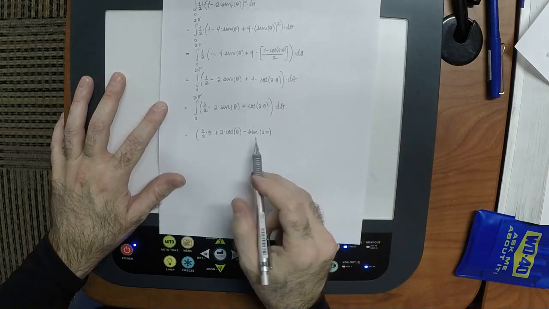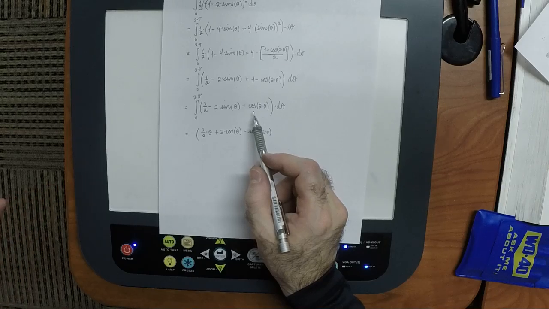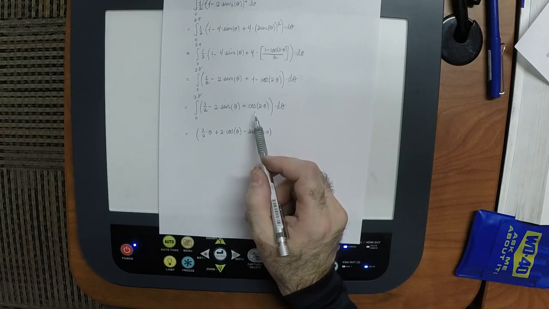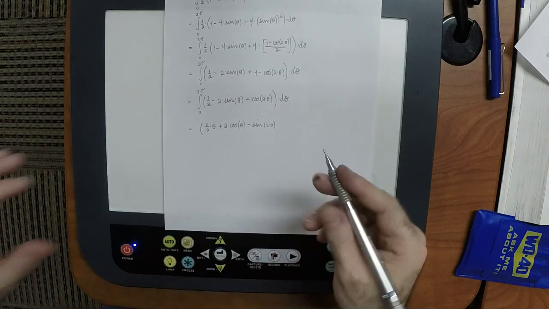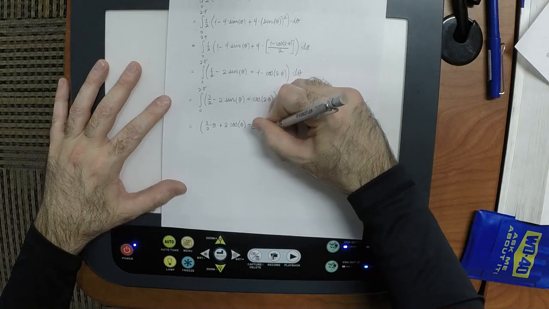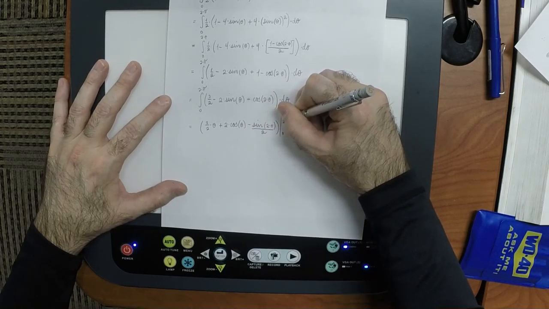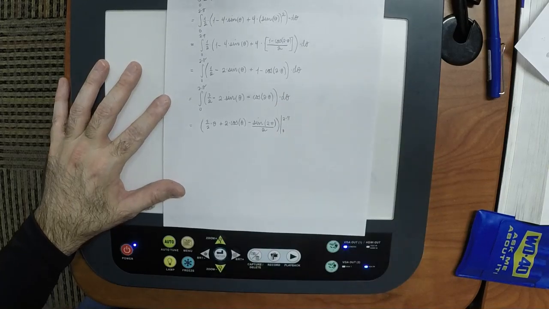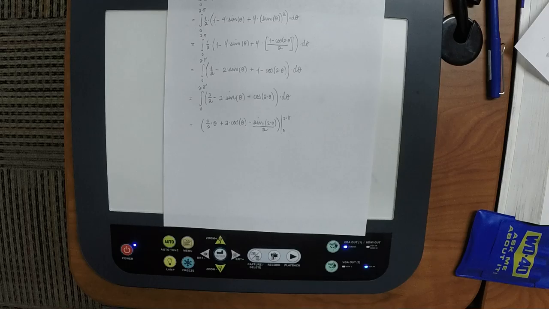But here's the deal: if we were differentiating, because of that 2, for the chain rule we'd have to multiply by 2, right? But we're anti-differentiating. So instead of multiplying by 2, we divide by 2. Okay, and then this is 0 to 2 pi. And then we can evaluate this real quick there.